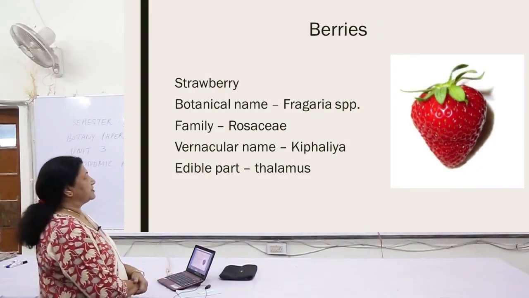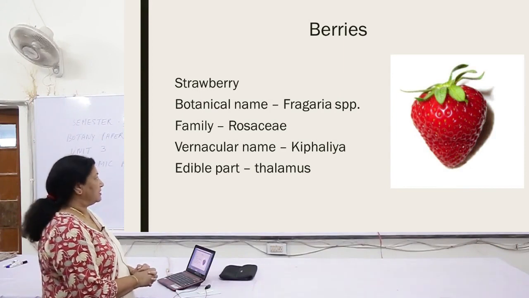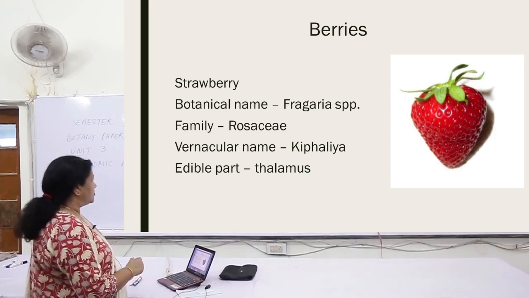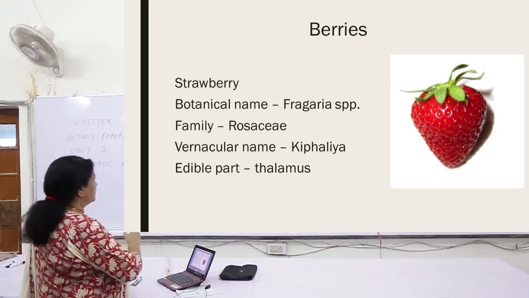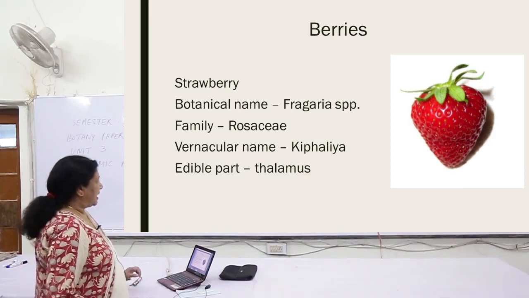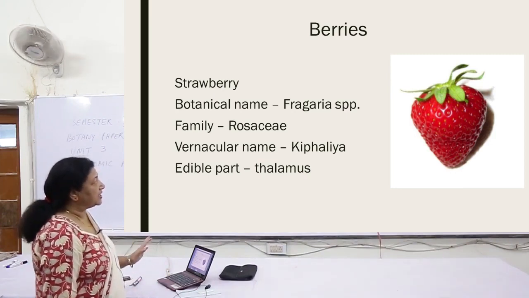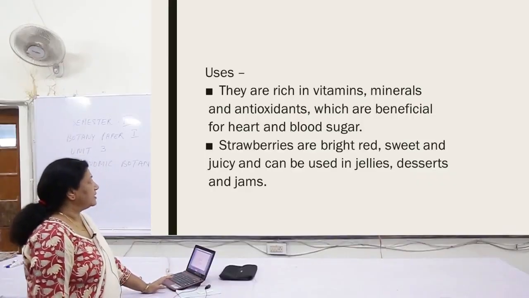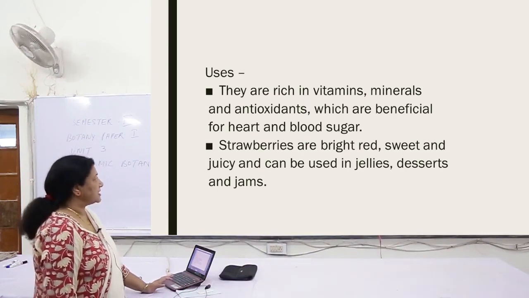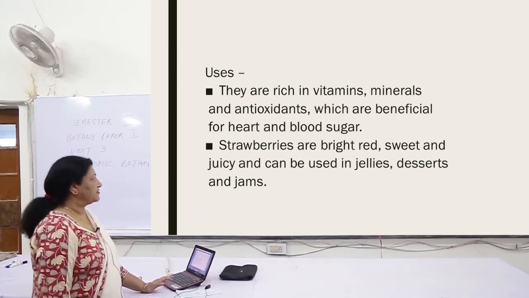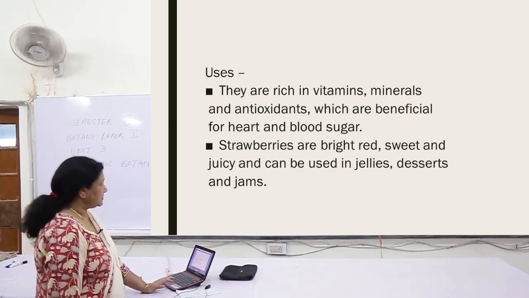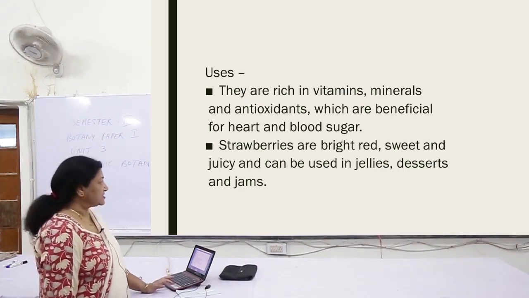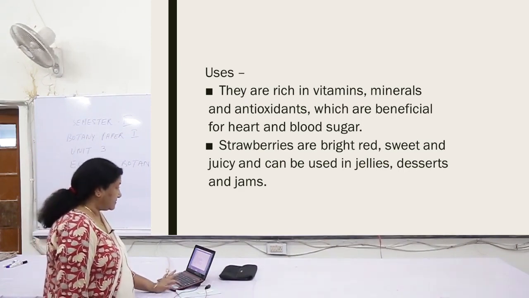Now when we talk about the berries, the first name that comes in our mind is the strawberry, a very tasting fruit. Its botanical name is Fragaria species, family Rosaceae. Edible part is the thalamus. The part which we eat in the fruit is the thalamus. Now what are the uses of the strawberry? They are rich in vitamins, minerals and antioxidants which are beneficial for heart and blood sugar. Strawberries are bright red in color, sweet and juicy, and can be used for jellies, desserts and jams.